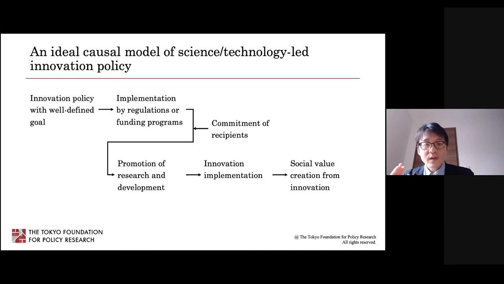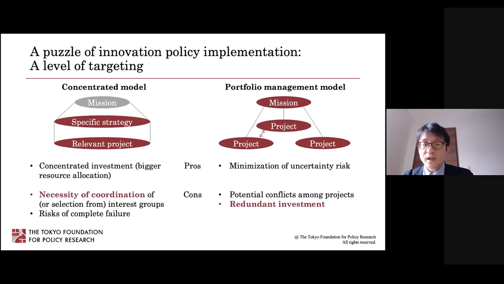So to achieve these effective policy options, we have two models. One model I named the concentrated model, which means we have a very specific goal, a specific strategy and a relevant project. For example, we choose a specific innovation goal and we set up a specific research funding program. In this kind of model, obviously we can concentrate our investment. In other words, this project will have much more money or much more resources. But this type of model requires coordination. How do we define a good project?